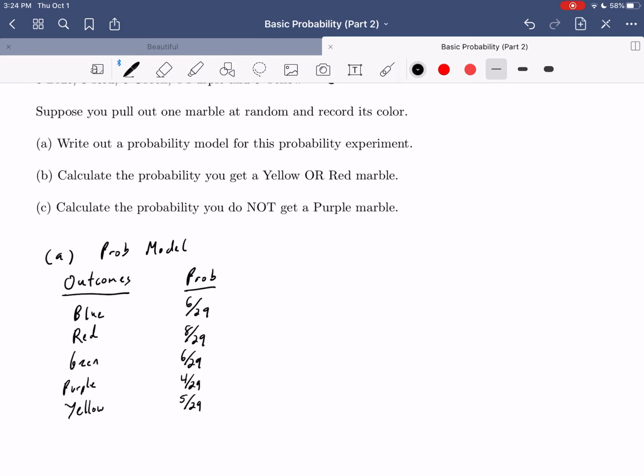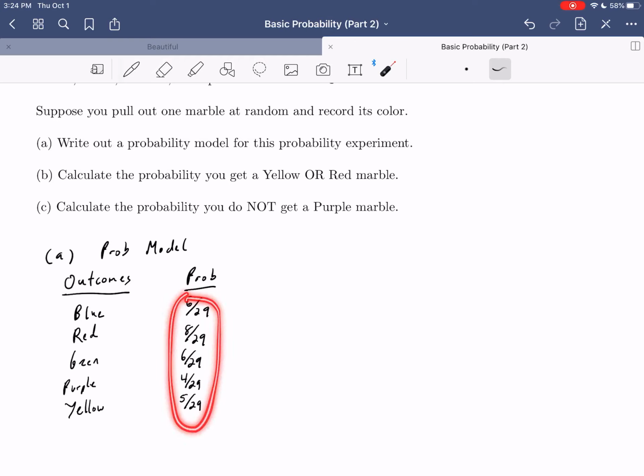Now, let's take a look at a couple things with this. Remember, there were 2 things that we had to make sure for every probability model, so they can be used as a check here to make sure that we did this correctly. Remember, all of these probabilities need to be between 0 and 1. Well, that's definitely the case. There are no negative numbers here, and none of them have a numerator larger than their denominator, so that means they're all going to be less than 1.